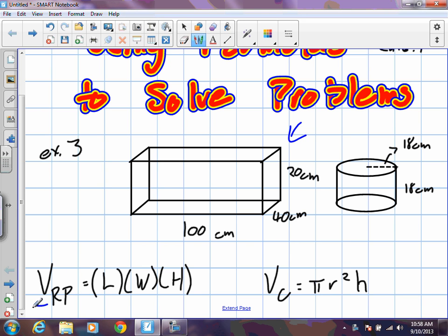They've given us the formula for volume of a rectangular prism, and we'll get into that in chapter 2. But the volume is essentially the length times the width times the height, and this will be our length, our width, and our height. So we're going to be plugging these values in to find the volume of this object.